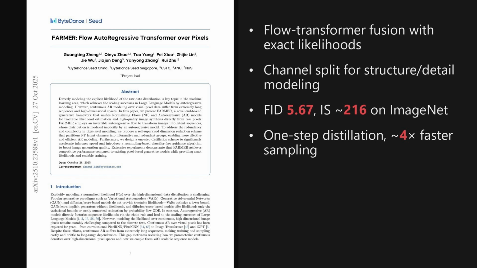Alright, two takeaways stand out. Unifying an invertible autoregressive flow with a causal autoregressive transformer delivers exact likelihoods while matching top image quality, and the trio of dimension split, resampling guidance, and one-step distillation makes pixel space generation practical and fast. Bigger picture, tractable likelihoods return to center stage for controllable, scalable generators.